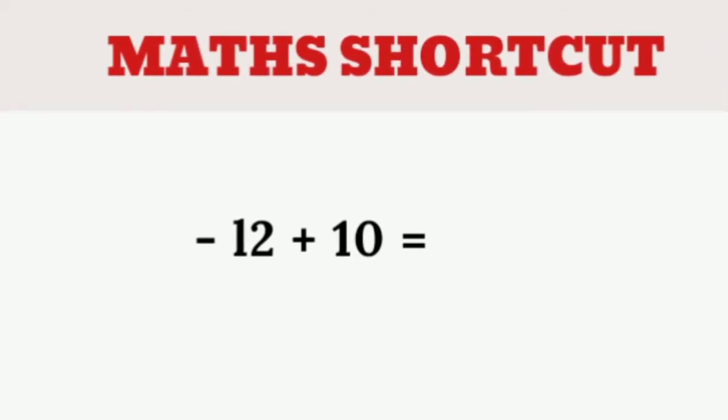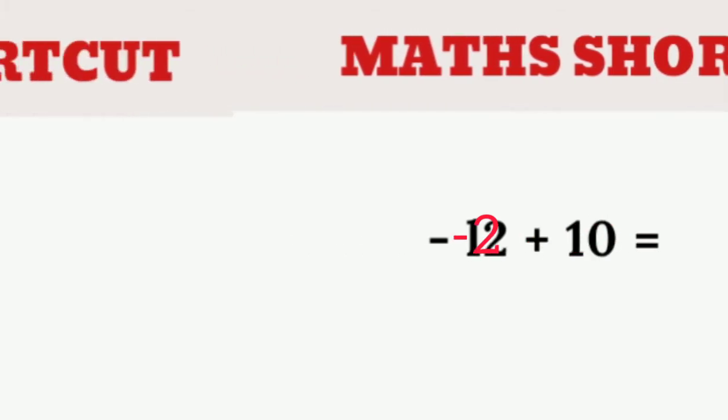The next example here is minus 12 plus 10. All right, different signs here. So we're going to subtract and put the sign of the bigger number. 12 minus 10 is equal to 2. The sign of the bigger number, which is 12 here, is minus. So our answer is equal to minus 2.